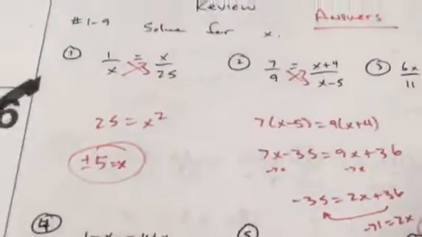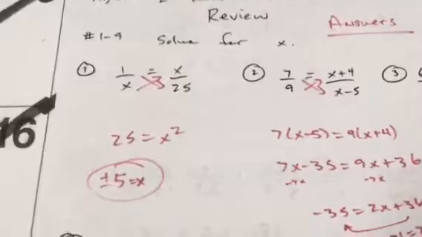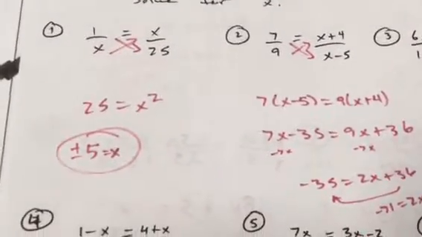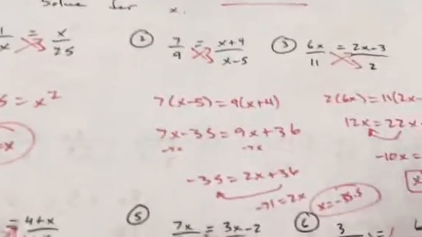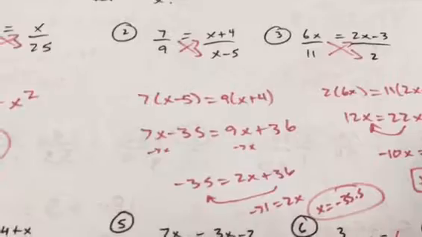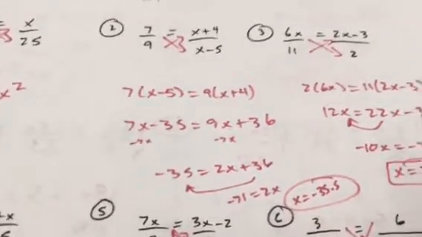Here are the answers. This is what you did today in class. Guys, on 1 through 9, it's all about cross multiplying, all right? 1 times 25 equals x times x. Remember, you get plus or minus 5 on that answer. 7 times the quantity x minus 5 is equal to 9 times the quantity x plus 4. That's the answer you get right there.